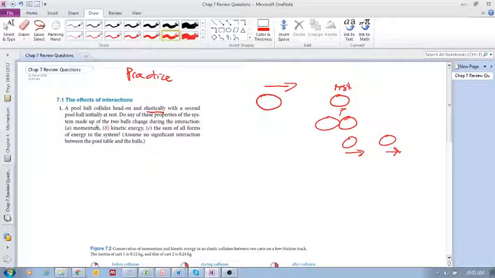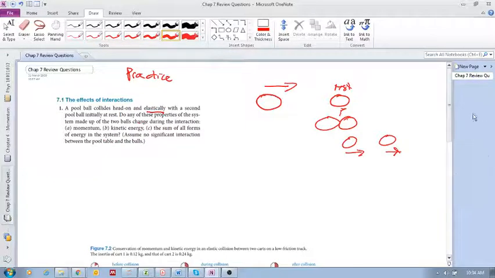Momentum. Does the system momentum change during the interaction? Does the system kinetic energy change during the interaction? And does the sum of all forms of energy change in the system? Okay, so I want you to think about it. Now the answer is in the back, but the idea is that you would try and figure it out, work it out, and then we can look at the solution.